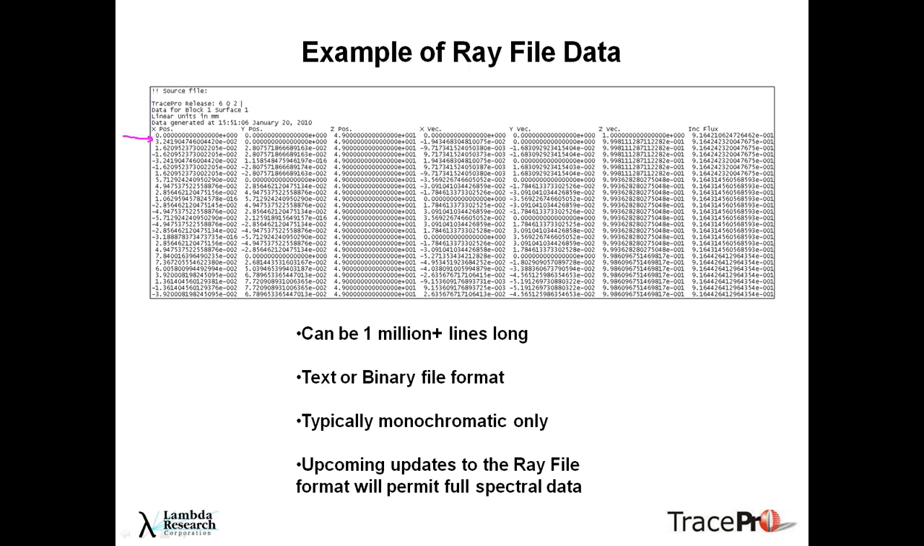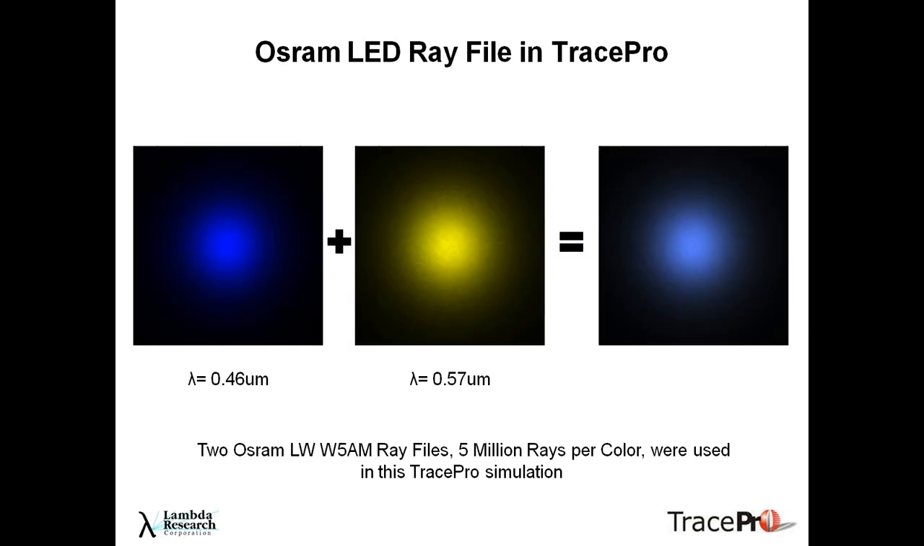Now one thing is I have a line here. It says these are typically monochromatic. So this is the data for a single wavelength. If you're looking at color, you need to either get multiple ray files or try to edit them to add different wavelengths to it. But there are some upcoming changes and updates to the ray file formats that will permit full spectral data. So they'll be able to include the spectrum as well as the angular distribution. When these formats are finalized and released, TracePro will be able to work with those as well.